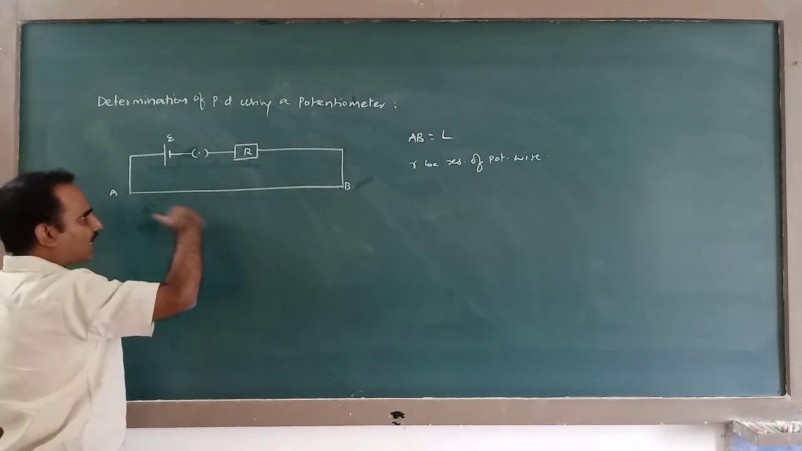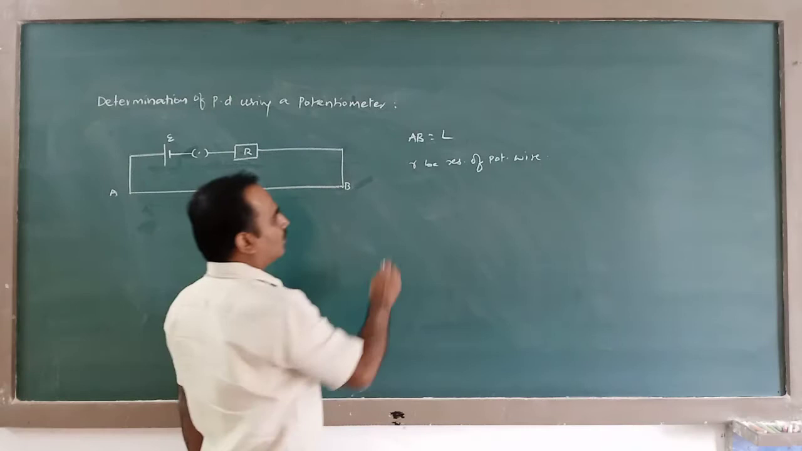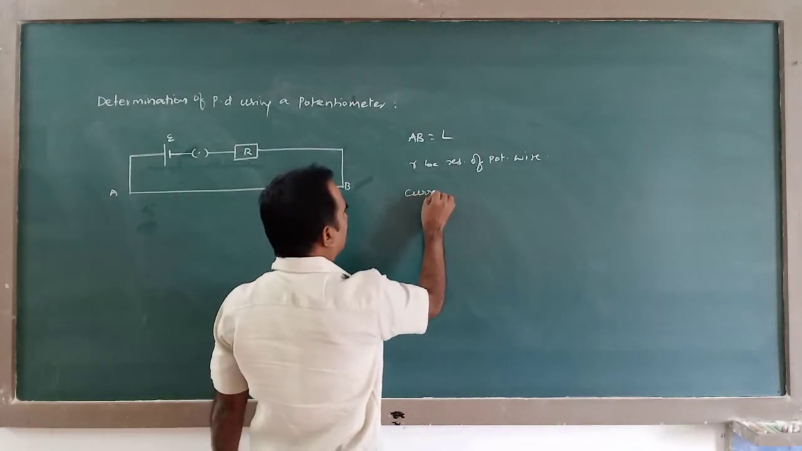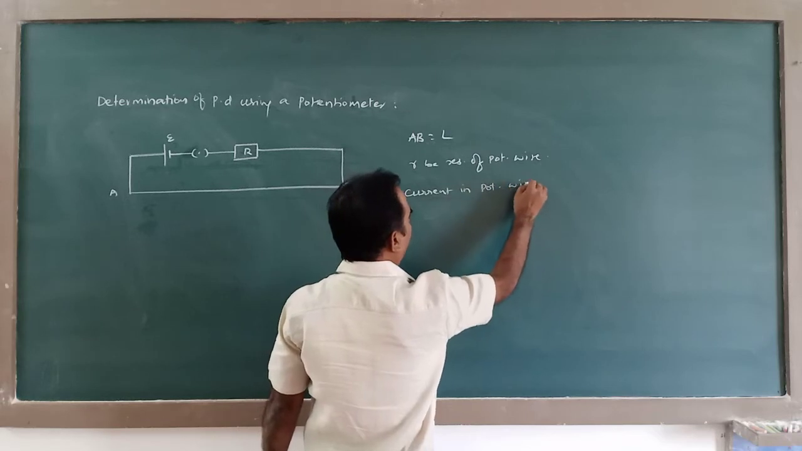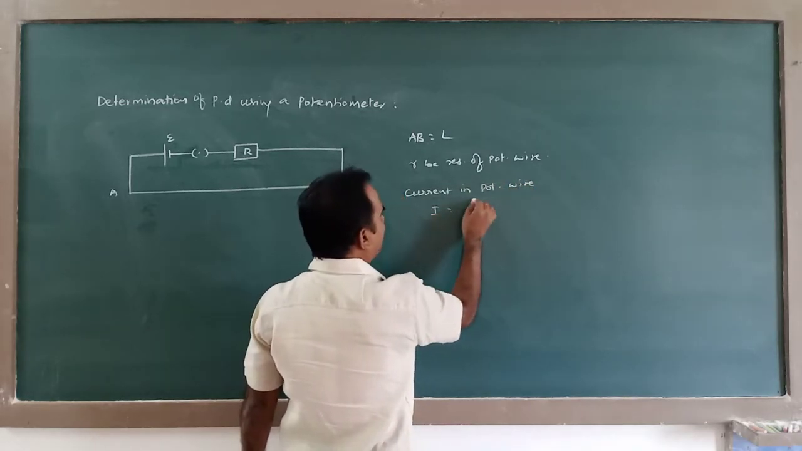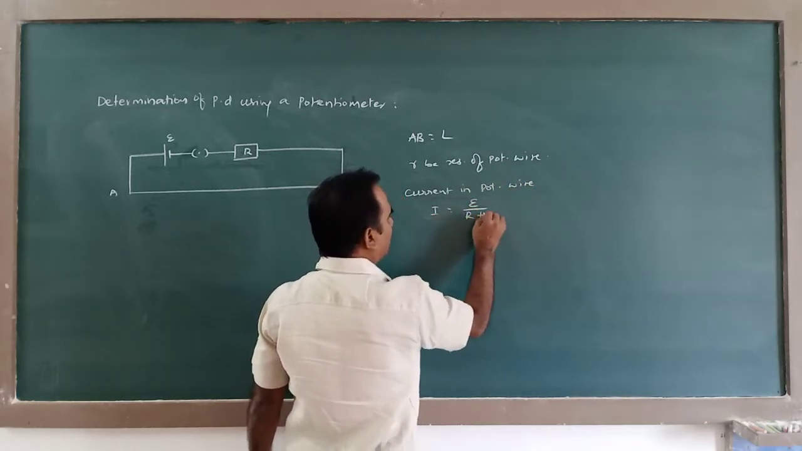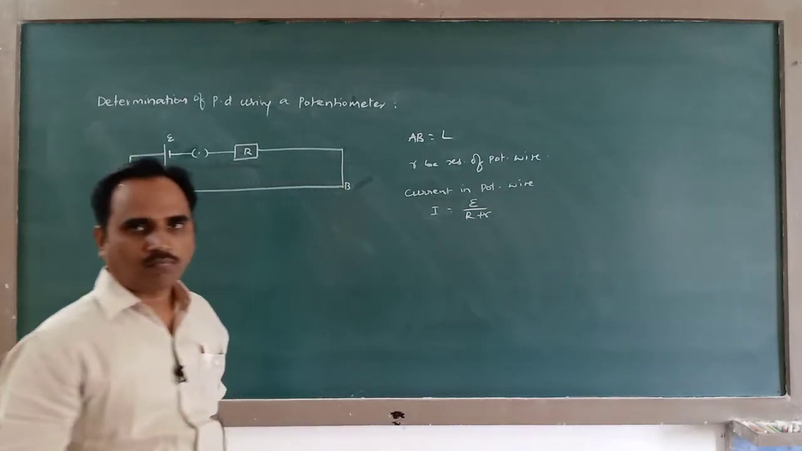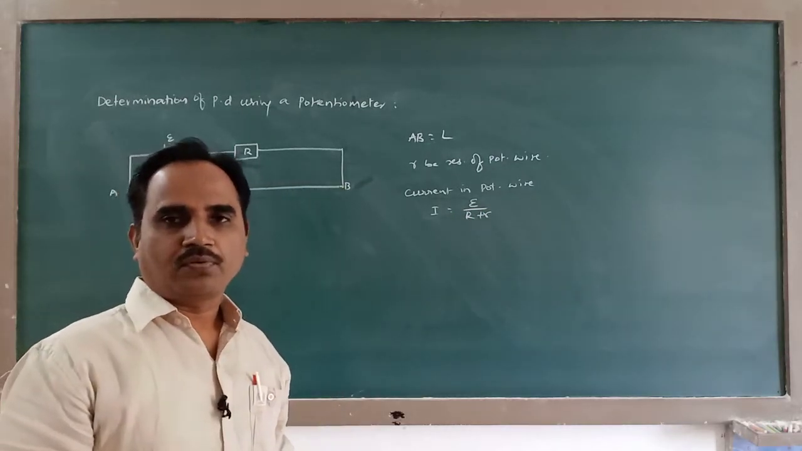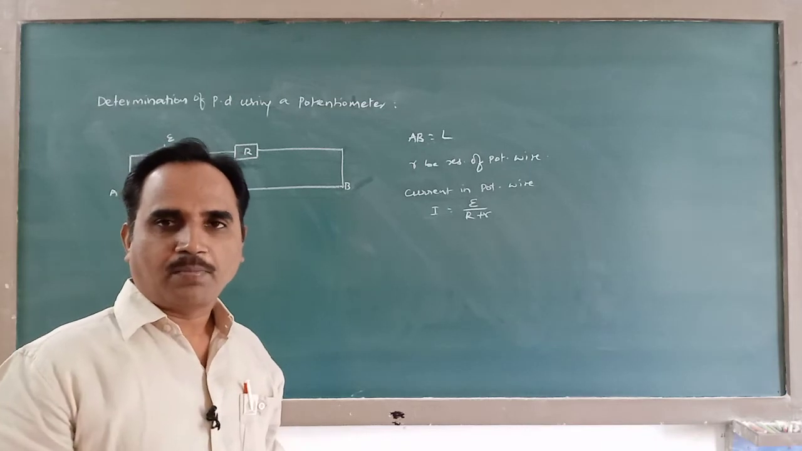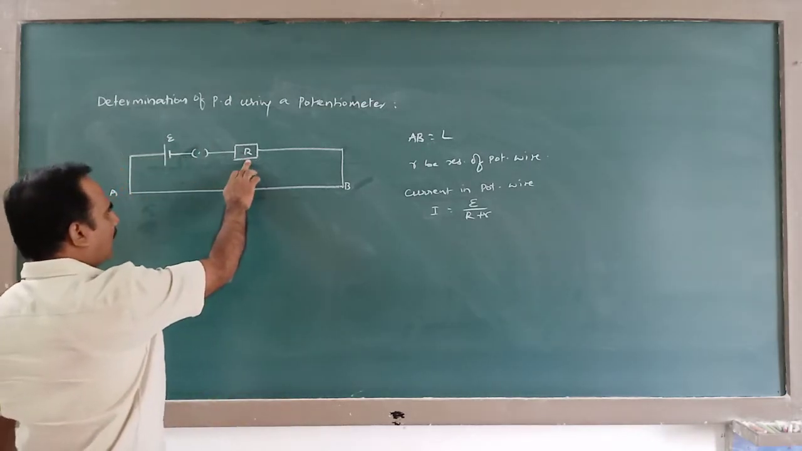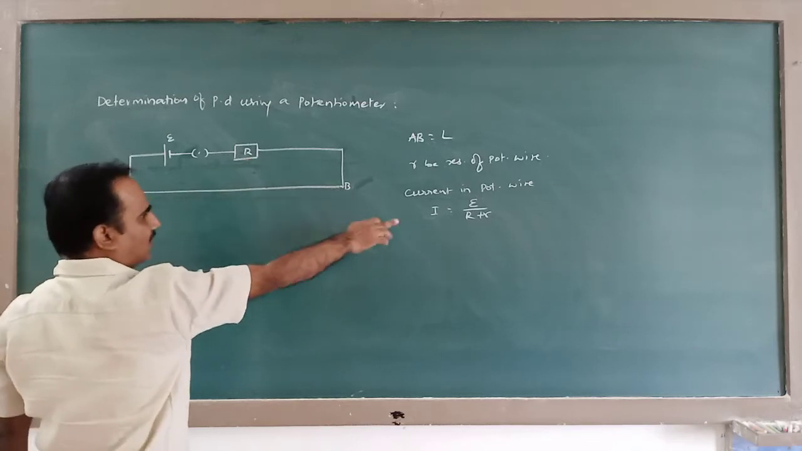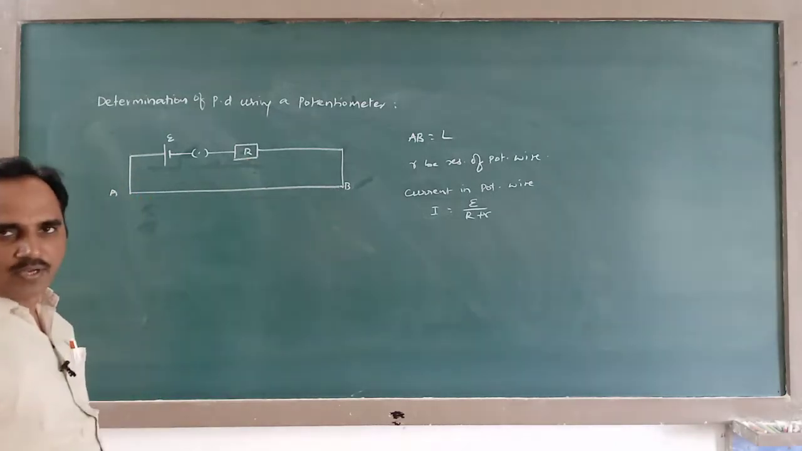This cell drives a current in the circuit. Therefore, the current in the potentiometer wire, I, is equal to E divided by R plus r, because current is the ratio of net EMF divided by total resistance. So this E divided by R plus r will give you the current in the wire.